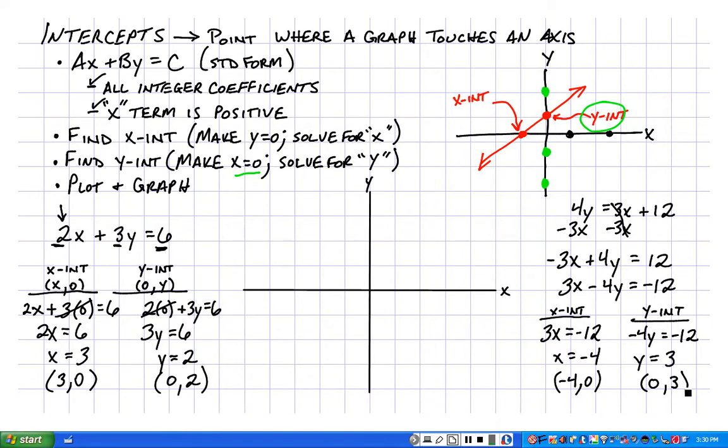Alright, if I went to plot those points, negative 4, 0 is my x-intercept, so I go to negative 4 on my x-axis: negative 1, negative 2, negative 3, negative 4. Again, I'm making each hash, each line, a unit. So negative 4, 0 would be right there. There's my x-intercept.